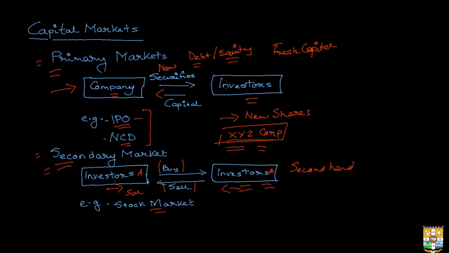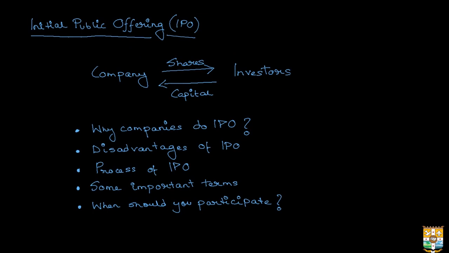Okay, now I also want to talk about what we are exactly going to cover in the capital markets in the future videos under this topic. The first thing that we are going to talk about is the initial public offering, or IPOs. Now, IPO is a primary market operation. It's the primary market where a company issues new shares to investors. Okay, and investors buy those shares and provide the company with capital.